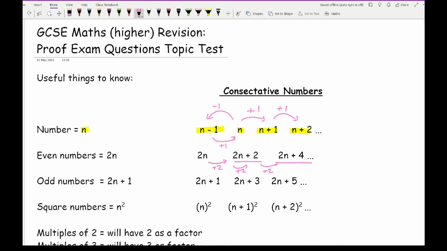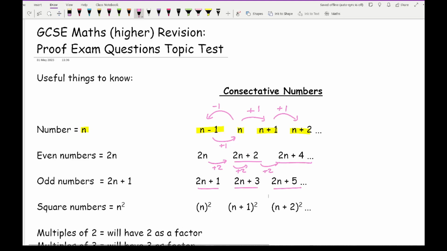Then for odd numbers, again, any number times 2 will give you an even number, but if you add 1 to it, that's always going to give you an odd number. So whatever value n is, whether n is odd or even, 2n plus 1 is guaranteed to give you an odd number. So here then, consecutive odd numbers will be 2n plus 1, 2n plus 3, 2n plus 5, and the next consecutive odd number would be 2n plus 7.